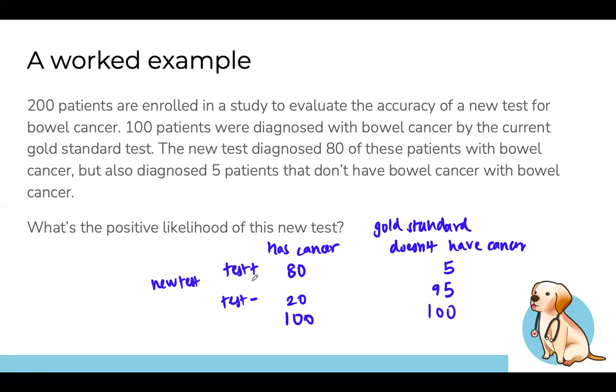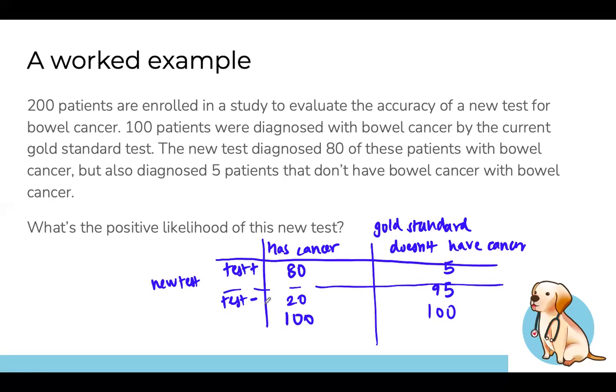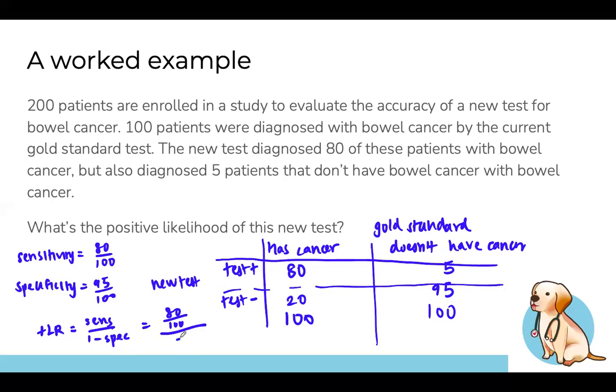Okay, now that we've put this table together, let's put some lines in so it's less confusing. Oh, that's really ugly. Okay, that's fine. We can figure out the sensitivity, which is equal to 80 over 100, and then the specificity, which is equal to 95 over 100. Remembering the equation for a positive likelihood ratio, which is sensitivity divided by 1 minus specificity, which is equal to 80 over 100 divided by 5 over 100, just skipping that step of 1 minus 95 over 100, which gives us 80 over 5, which equals 16. So our positive likelihood ratio is 16.